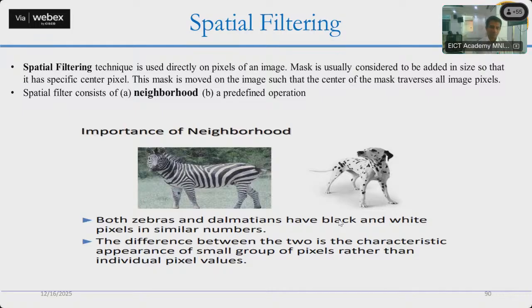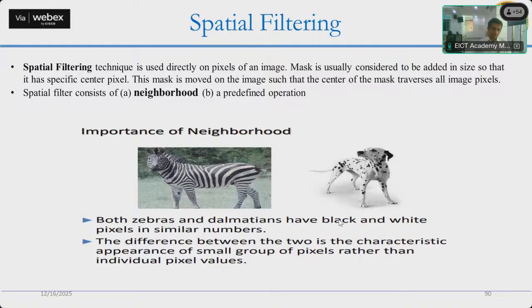So a spatial filtering technique is used directly on the pixels of an image. Whenever we are saying spatial, it works upon the pixels of an image. Mask is usually considered to be odd in size so that it has a specific center pixel. This mask is moved on the image such that the center of the mask covers basically the whole image. A spatial filter consists of basically a neighborhood and a predefined operation.